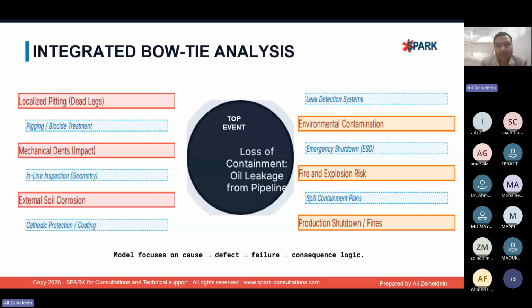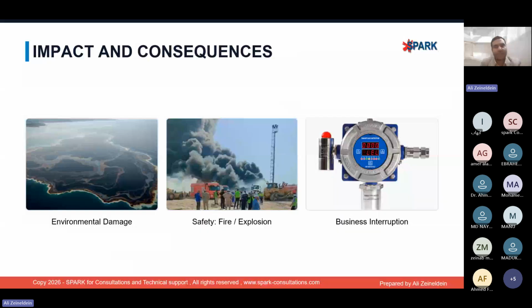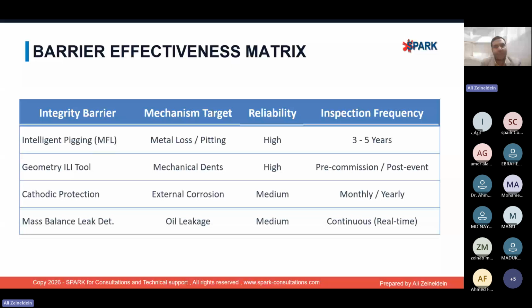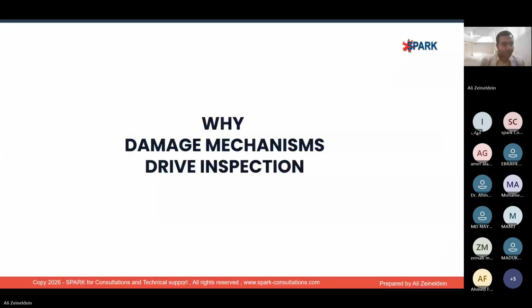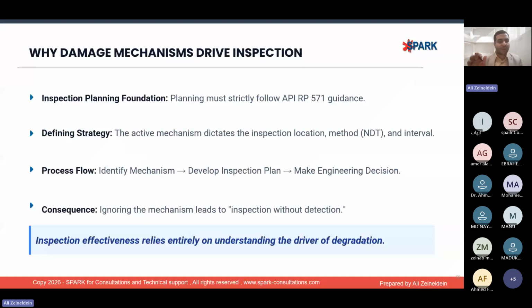And now we're going to talk about why damage mechanisms drive inspection. Damage mechanisms, as we discussed before, should be addressed by the corrosion engineer. Then the corrosion engineer will highlight the most susceptible locations and which kind of damage could appear. And finally, inspection effectiveness relies on understanding the driver of the degradation, as we discussed many times in the previous slides.